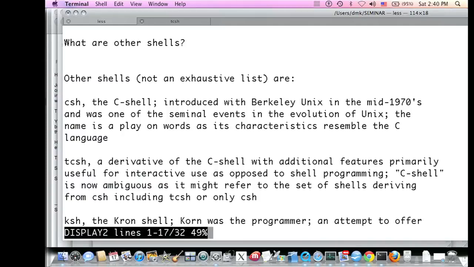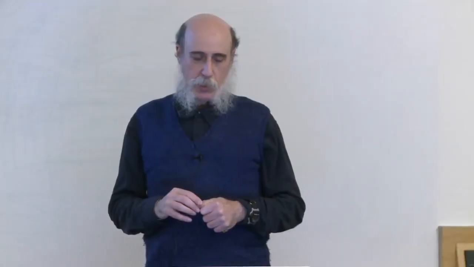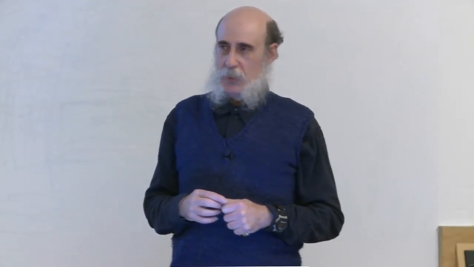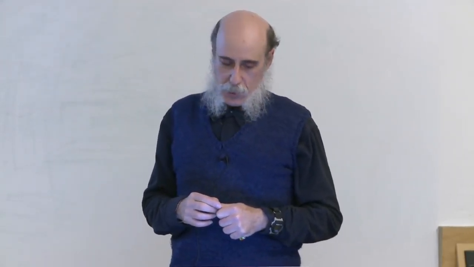I said earlier that the Bourne shell is the initial shell. There are others. One is the C shell. The command is csh. The name C shell is just a play on words. This shell was introduced with Berkeley Unix in the mid-1970s. Berkeley Unix was a seminal event in the development of Unix. It was a huge revolution and included the introduction of this shell. The reason for that play on words, C shell, is that the C shell has some characteristics which resemble the C language, which the Bourne shell does not have, or did not have at that time.